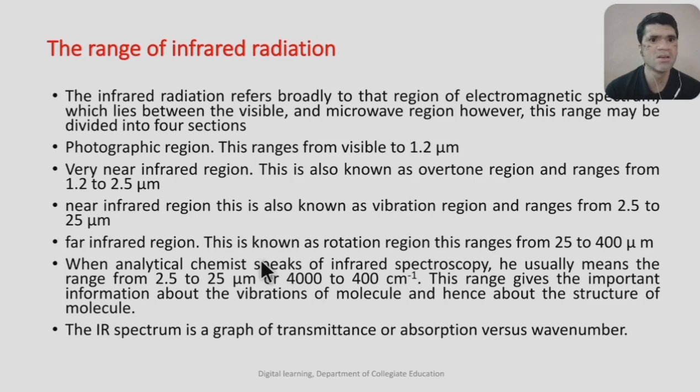Far infrared region, known as the rotation region, ranges from 25 to 400 micrometer. When an analytical chemist speaks of infrared spectroscopy, he usually means the range from 2.5 to 25 micrometer, or 4000 to 400 per centimeter in terms of wave number. This range gives important information about the vibration of the molecule and hence about the structure of the molecule.